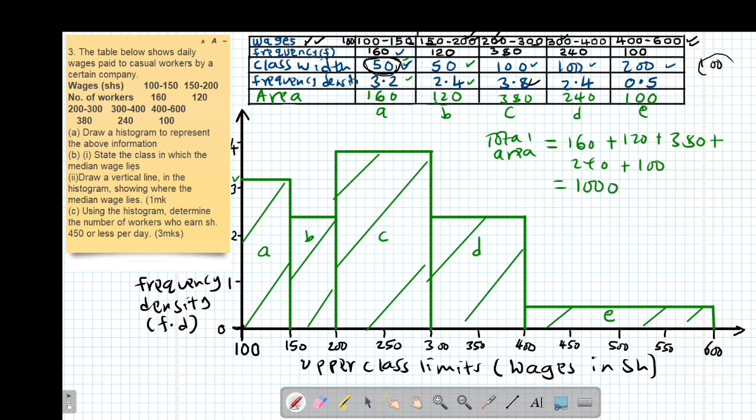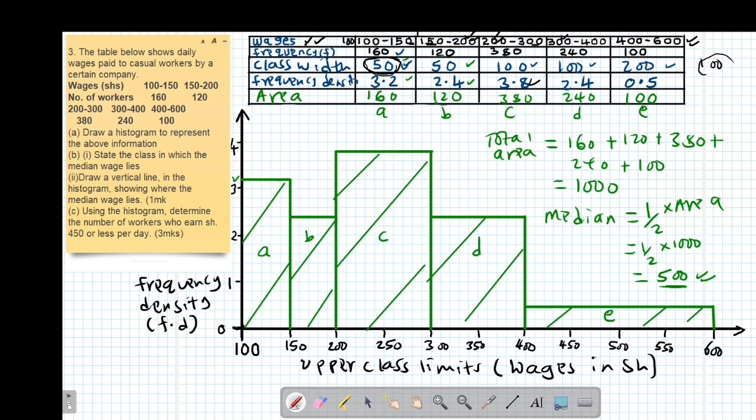So we are told the class in which the median lies. Remember, the median is supposed to lie at a half of n. So in this case it will be a half of the total area, a half of 1000, which is going to give us an area of 500. So we need to find the class in which the area of 500 lies. That is what will represent the class in which the median wage lies. So I'm going to add the areas that I'm given.